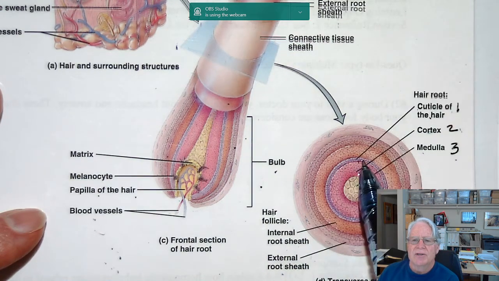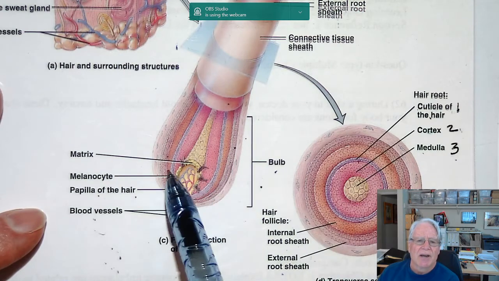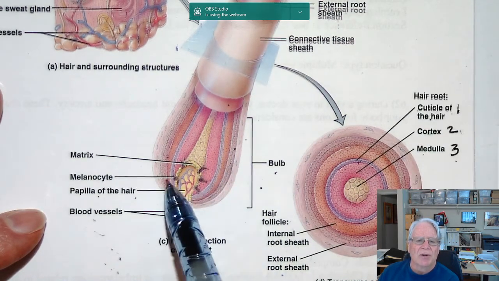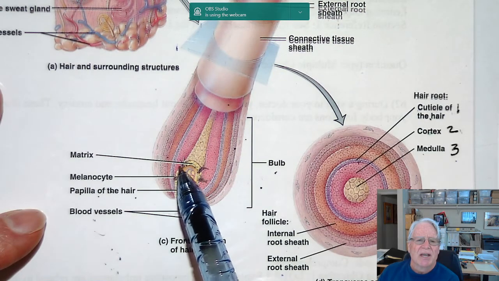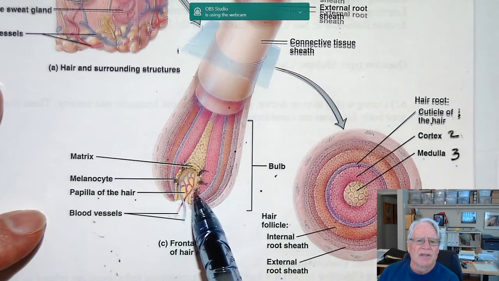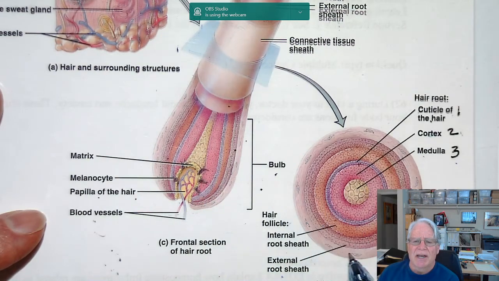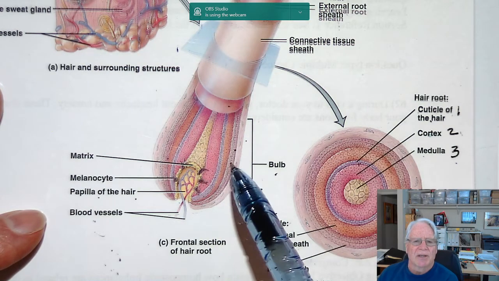So 1, 2, 3, 4 areas. All of these are the product of this single layer of cells that is called the matrix. And then the other layer, the external root sheath, is produced by connective tissue. We'll talk about that.